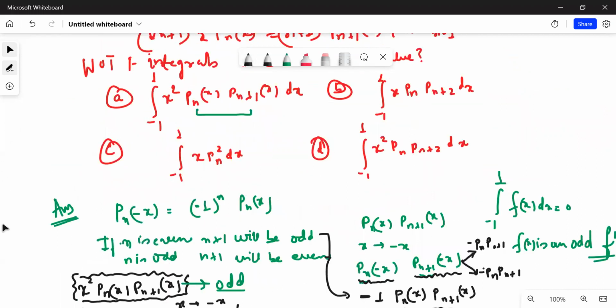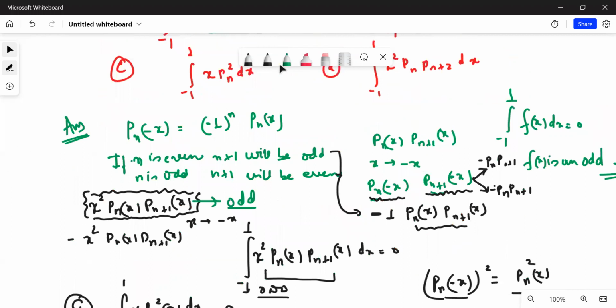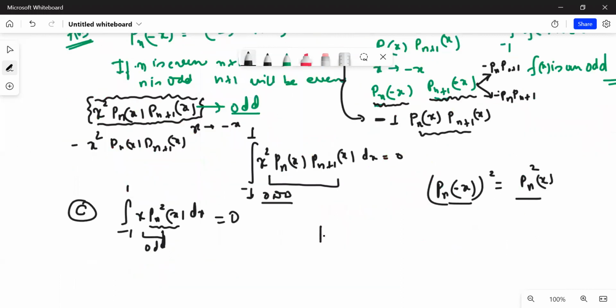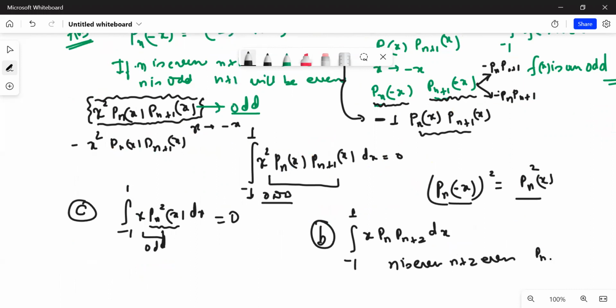Now, what about option number B? Option number B says integration from minus 1 to plus 1, x into Pn plus 2 dx. So if n is even, then n plus 2 would be even, so Pn into Pn plus 2 would again be an even function. And if n is odd, then obviously n plus 2 would also be odd.